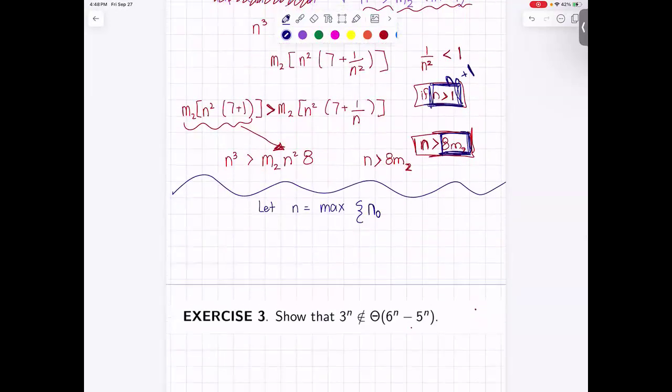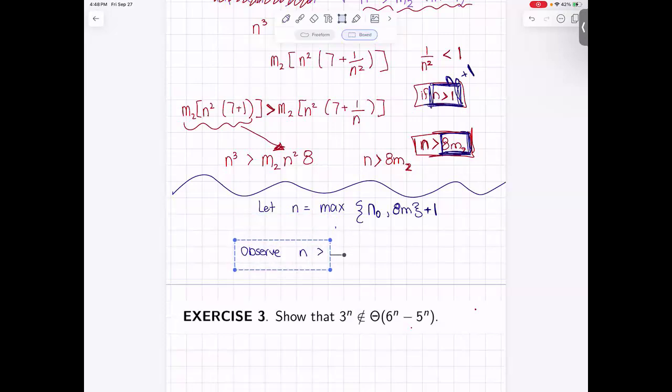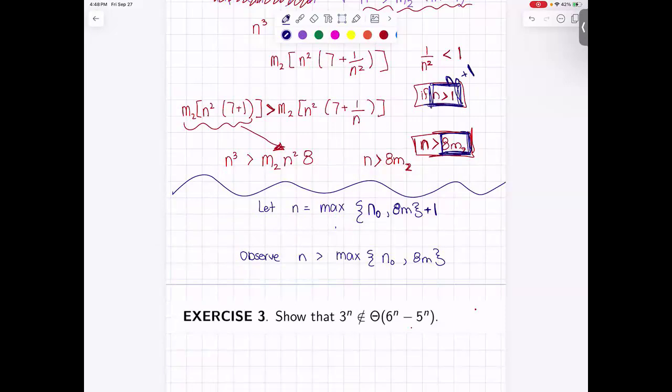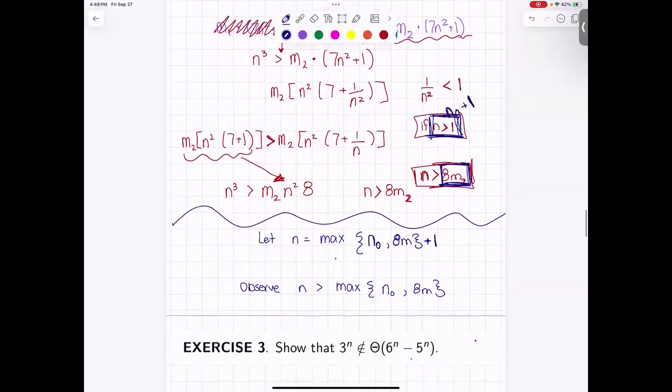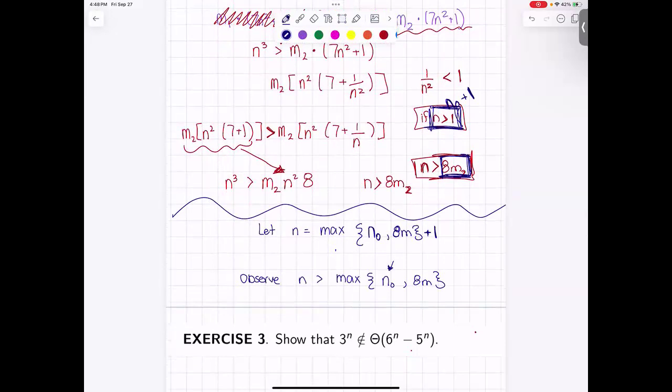So this is probably going to be an n naught and an 8m², there we go, plus 1, so that we can observe that n is definitely greater than, I don't have room. n is definitely greater than the max between this n naught and 8m², like that. And is that n naught enough to push us up and over? Yes, it is, because if n naught is between 0 and 1, this will be bigger. And if n naught is even more giant than this term, that will work as well.